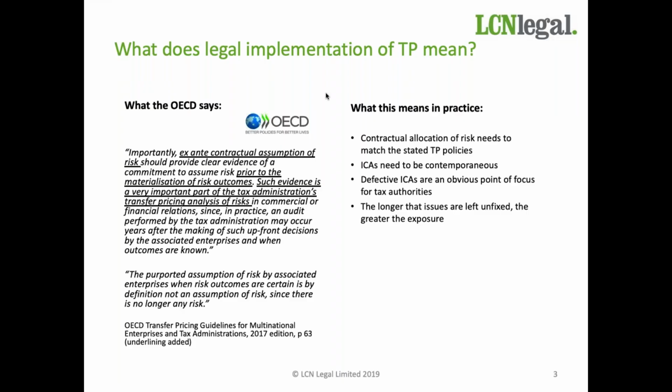And the final point is that the longer that issues are left unfixed in terms of the robustness of legal implementation of transfer pricing, the greater the exposure. And that's just a function of the fact that you can't rewrite the past. You can fix issues going forwards, but in terms of the historic non-compliance, that's something that just needs to be dealt with, and on a damage limitation basis, it cannot be retrospectively fixed.